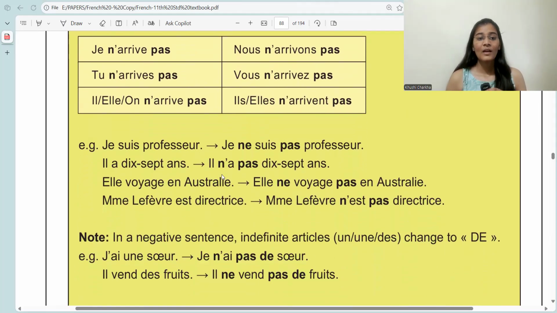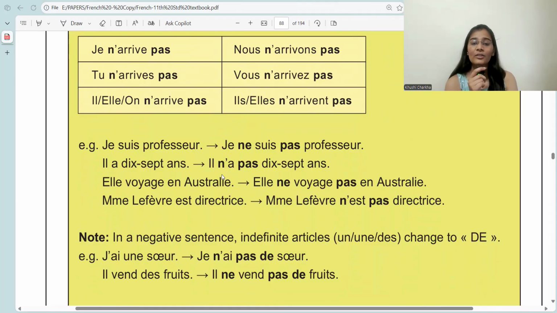Example, je suis professeur. I am a teacher. So, here the verb is what? Suis, from the verb être. The verb is suis. So, before suis, we'll add ne. After suis, we'll add pas. Je ne suis pas professeur. I am not a teacher.